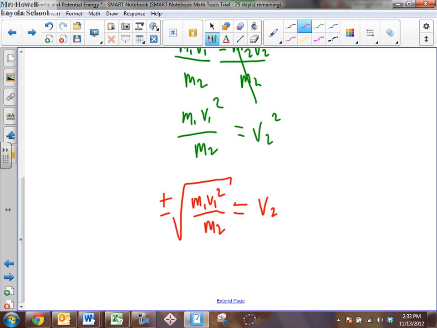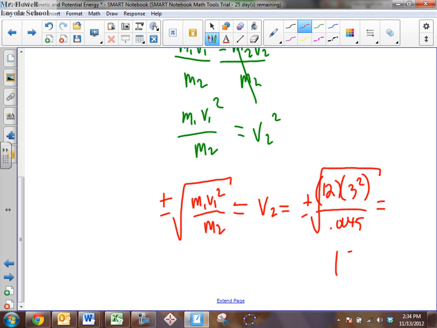Okay, so for this problem, let's plug in. It's going to be plus or minus the square root of 12 times 3 squared over 0.0045. This should give us an answer of 154.9. Please check your numbers, and don't just assume I'm right. I want you to do this yourself as well. What are my units of velocity? Good, meters per second.